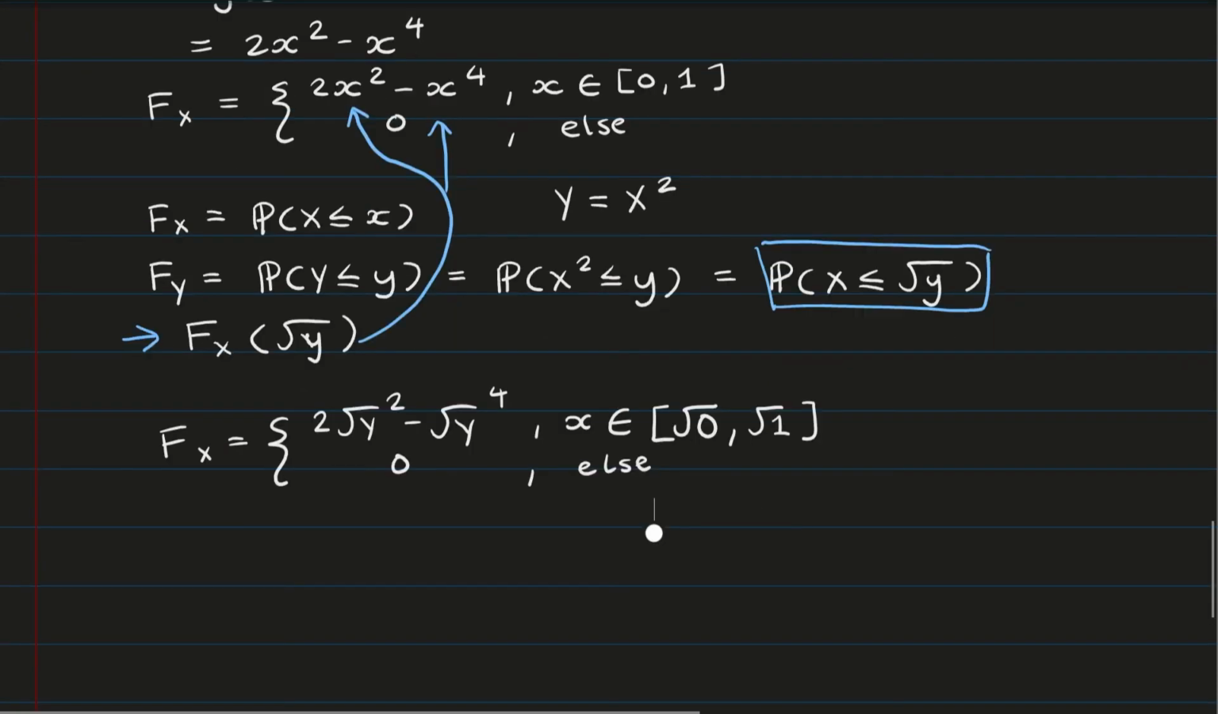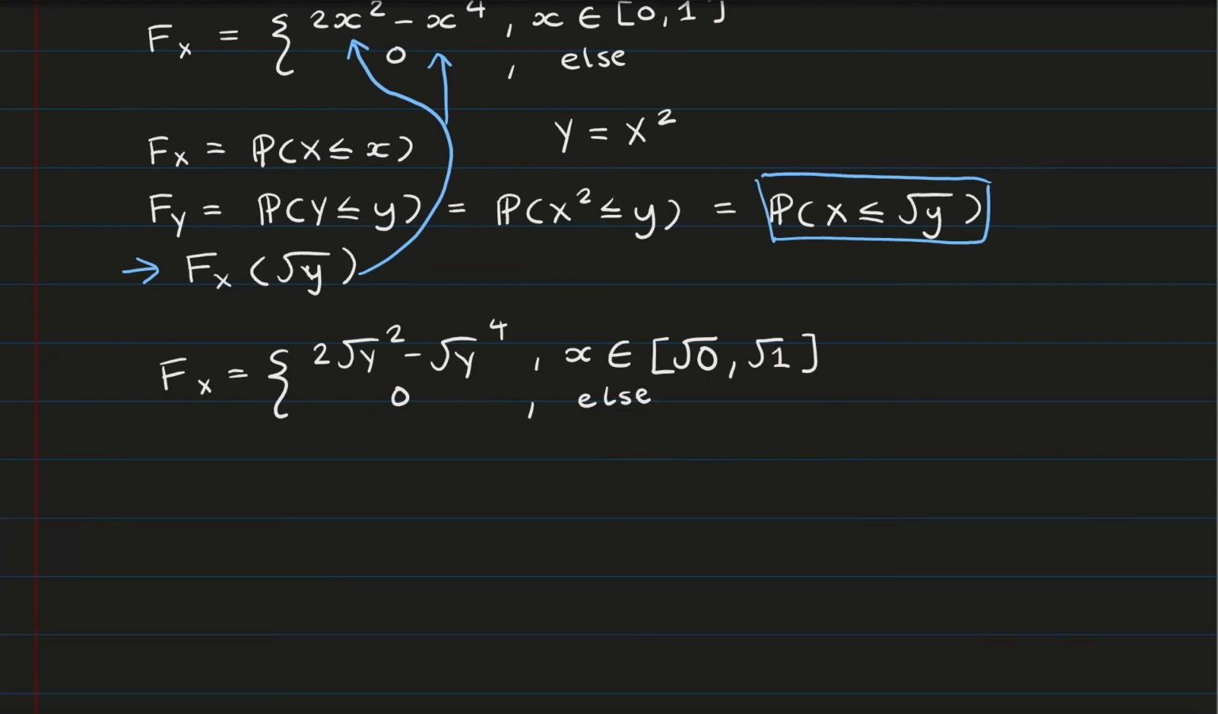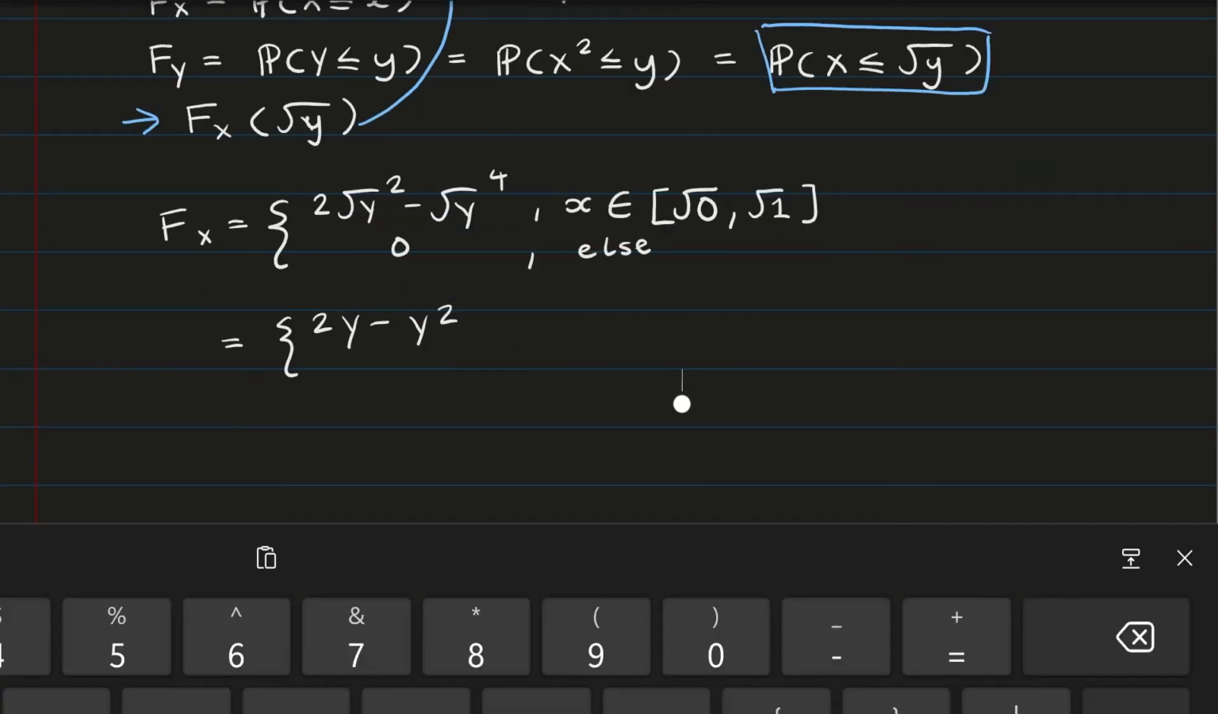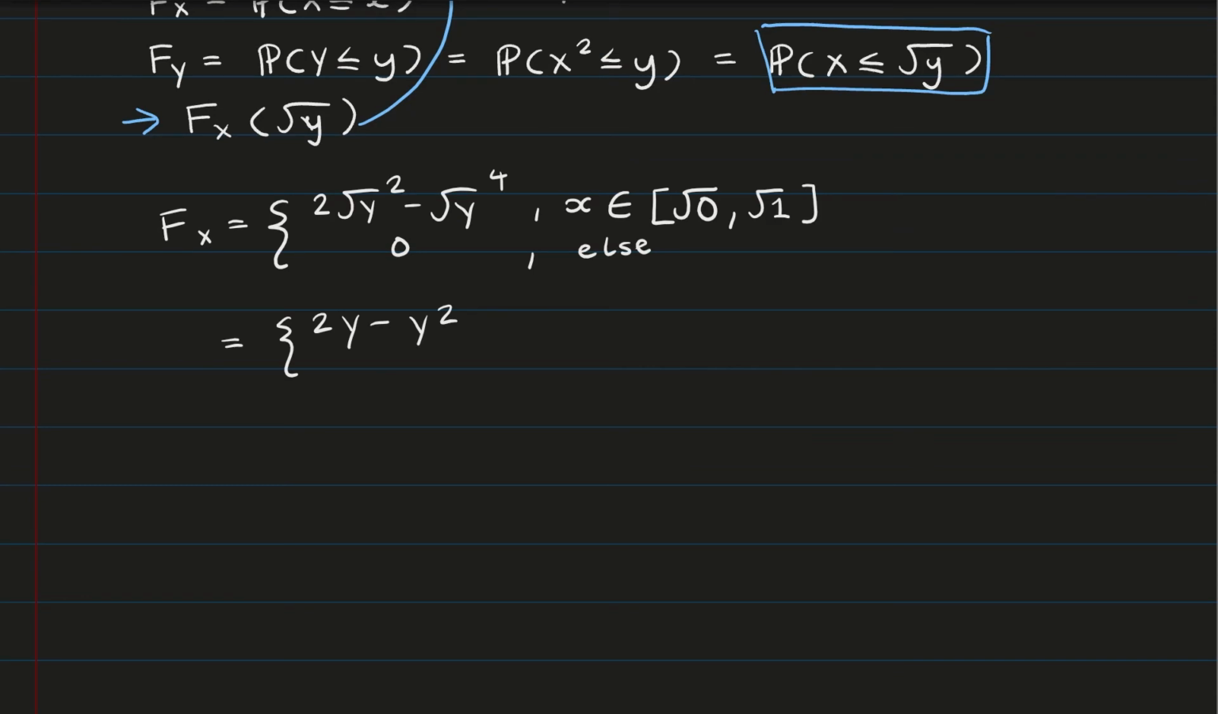Okay, now we can simplify that. So now we have 2y minus y squared instead of having it in square roots. And what we can do now is differentiate this to get back the transformed probability density function. How we can do that is we can just write out f of y, my apologies, f evaluated at y.